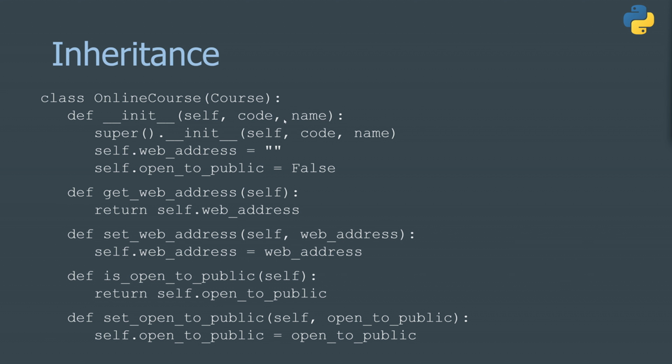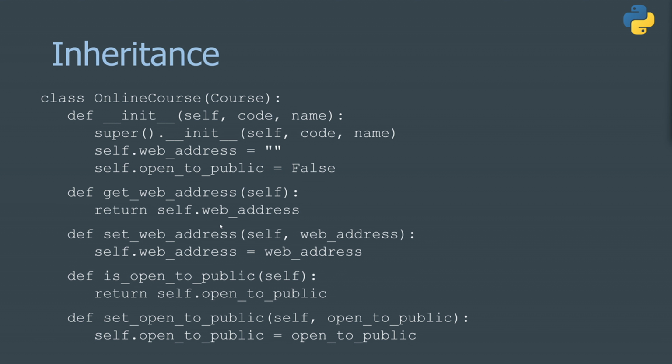But in addition to passing these initialization variables along, I also want to initialize 2 more variables. I'm just going to put hard-coded values in this case, but I could have another argument here, such as web address, and then I would set self.webaddress equal to web address here. That would work fine. And we'll do an example like that in the demo. So here I just set web address to an empty string, and I set one called open to public, and I'll set it to false by default. And we can change it using some of the functions.